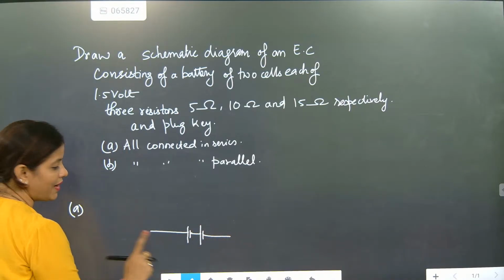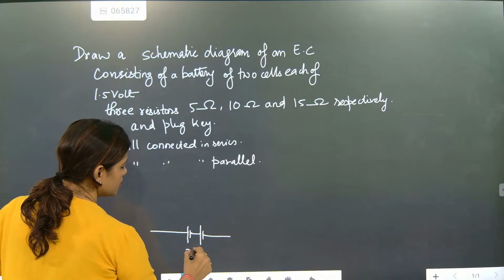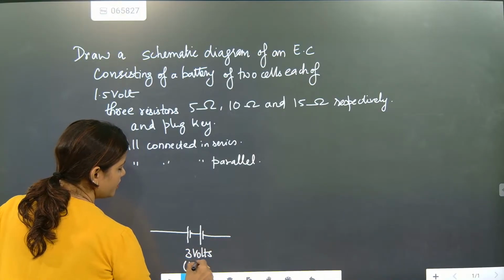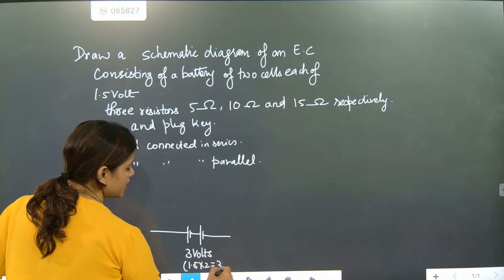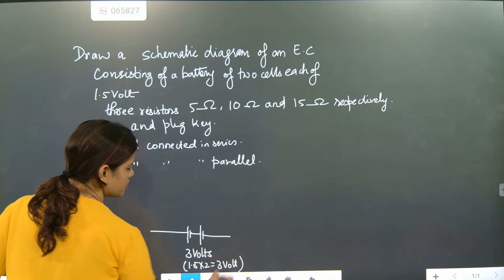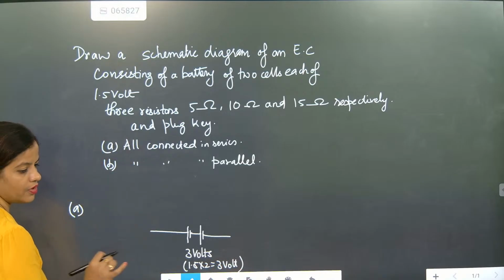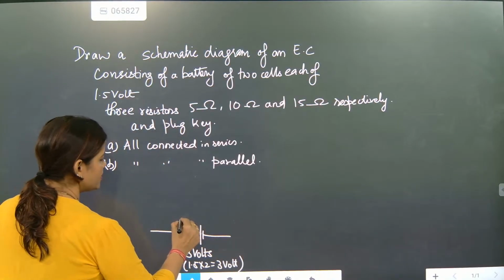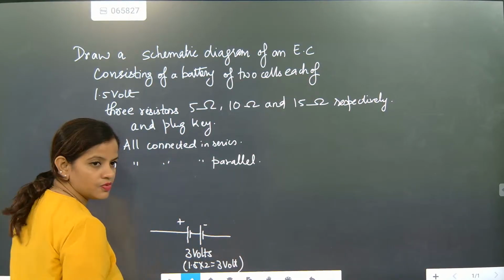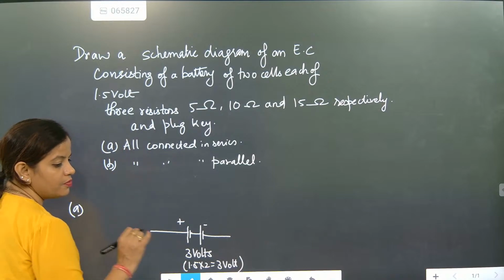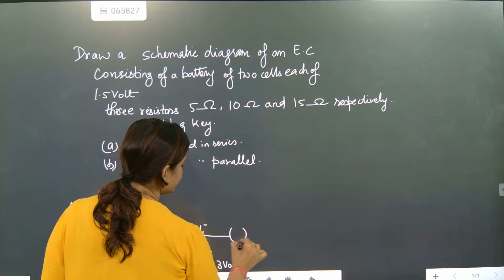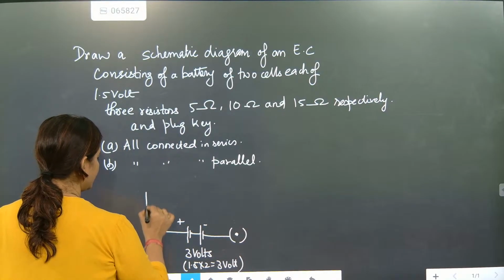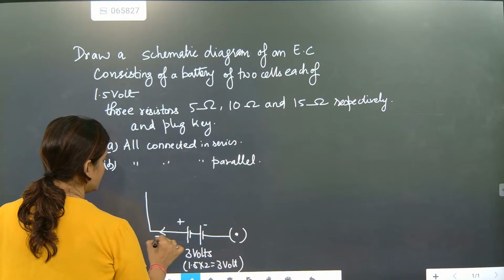Got it? Two cells are there. How much volt? 1.5 into 2, that is 3 volt. After that, here one plus will be there and here one minus will be there. After this, what did they tell? One plug key. This is the plug key. After that, we will draw current direction I.